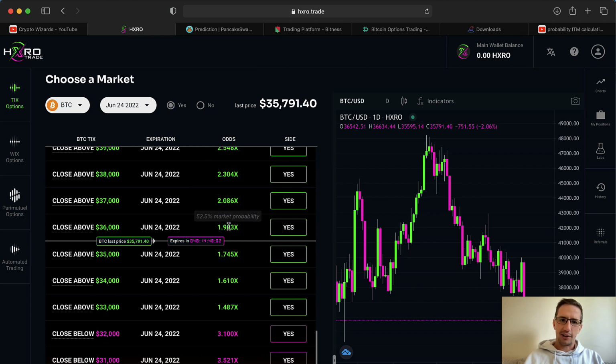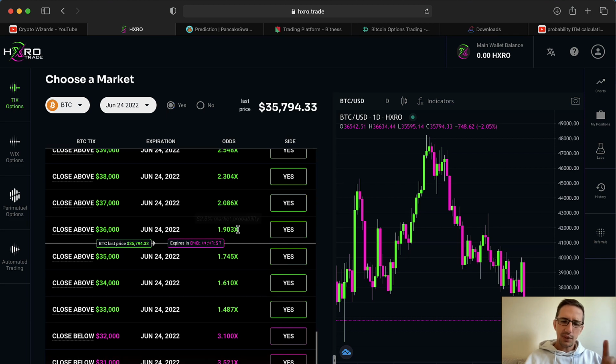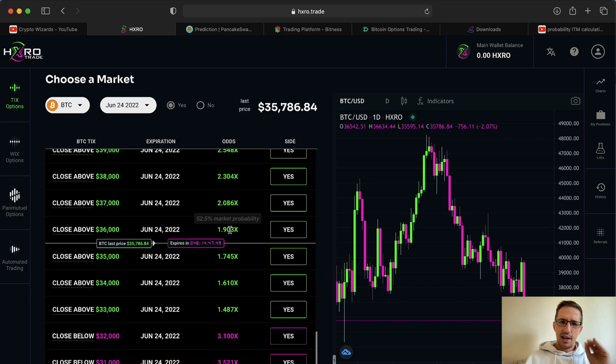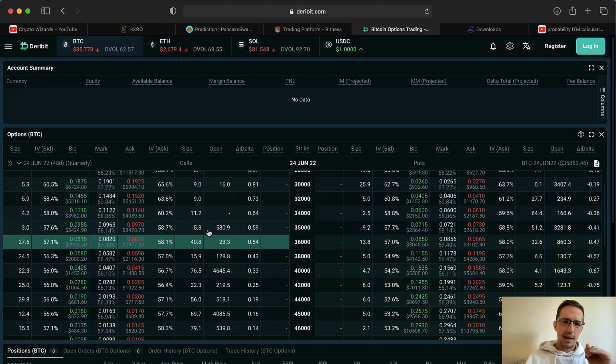Now, how do I know this is close to Deribit? Well, the reason I know is because look here, it's saying that the market probability of being in the money is 52.5%. And if I go over to my option chain here and I look at this 36,000 level, it's 53% give or take probability in the money. Now, this is the delta I'm looking at, which is a proxy for probability in the money.